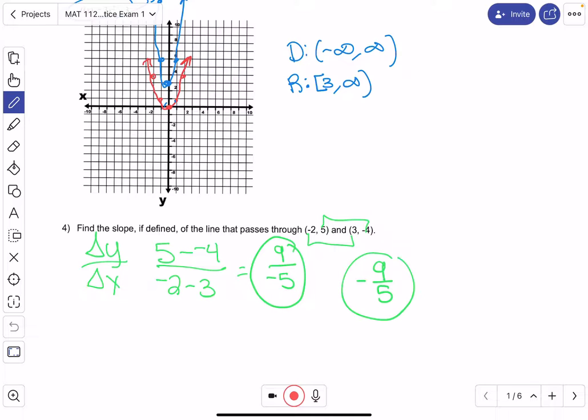You could write it like this. If you had subtracted them in the other order, the top would be 9 over 5. What's important is that you have the slope and that you have a negative sign somewhere in front of it so that you understand the line's going to be going down.